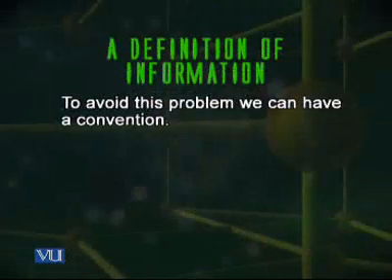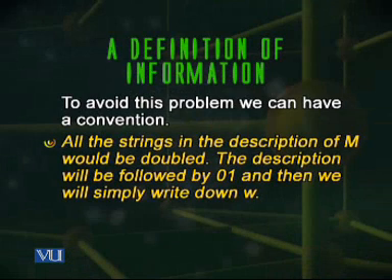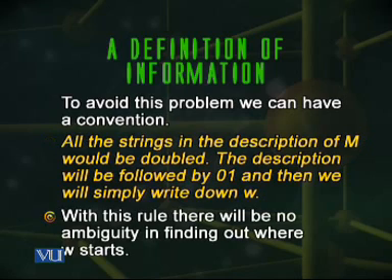So let's give this another try. To avoid this problem, we have a convention now. All the bits in the description of M would be doubled. The description will be followed by a 01, which is in some sense a stopper, which informs that the description of M has now ended. And then we can simply concatenate W. With this rule, there will be no ambiguity in finding out where W starts.